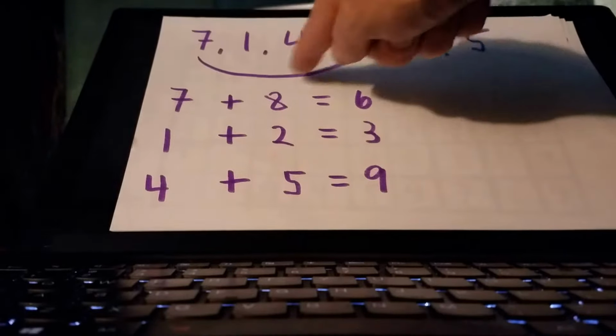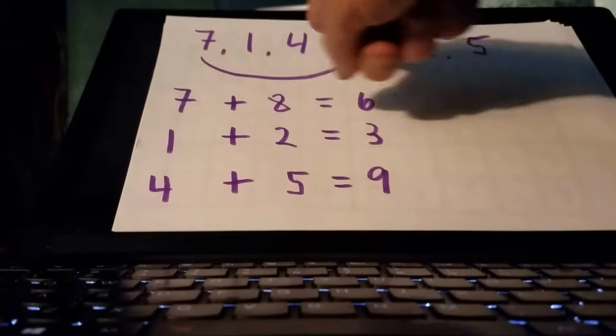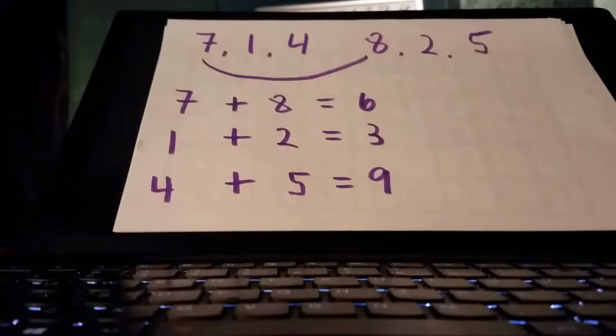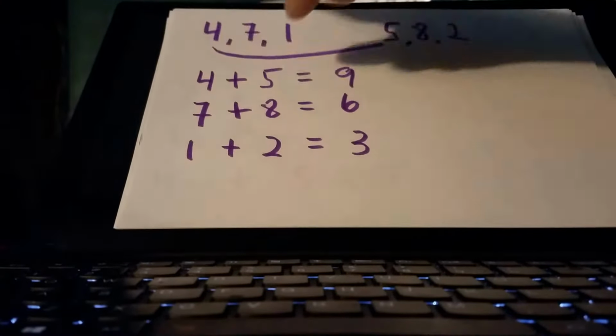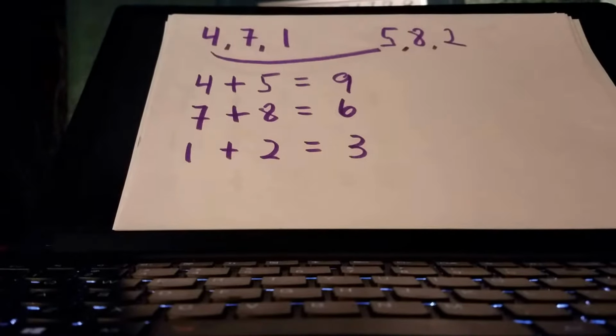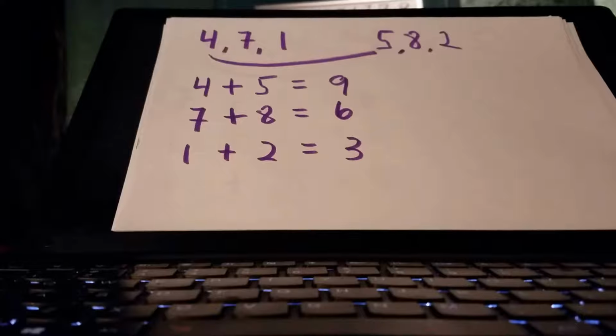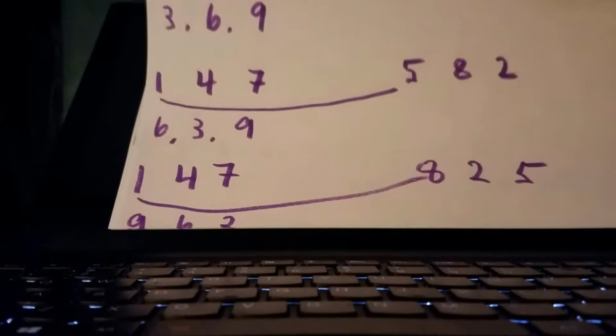So I've added 7 to 8, which is 15, and 1 and 5 is a 6; 1 to 2, which is 3; and 4 to 5, which is 9. I'll demonstrate that a little more with some others. We're keeping these numbers 1, 7, 4 and 5, 8, 2. That's how we split up the 2, 4, 8, 7, 5, 1. Using that method, we get 369 numbers.